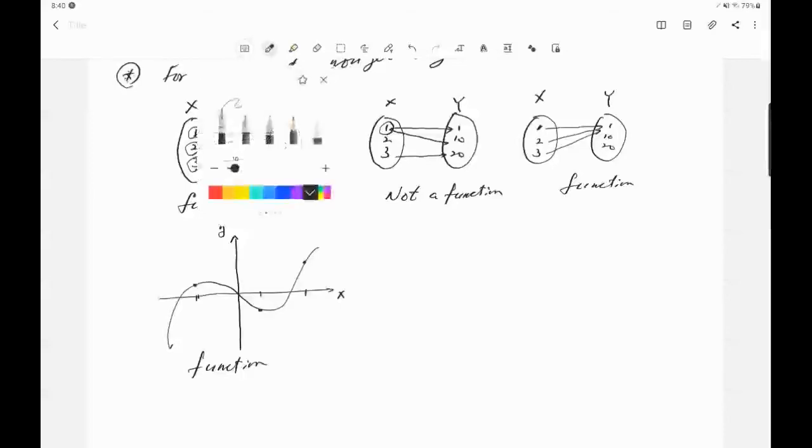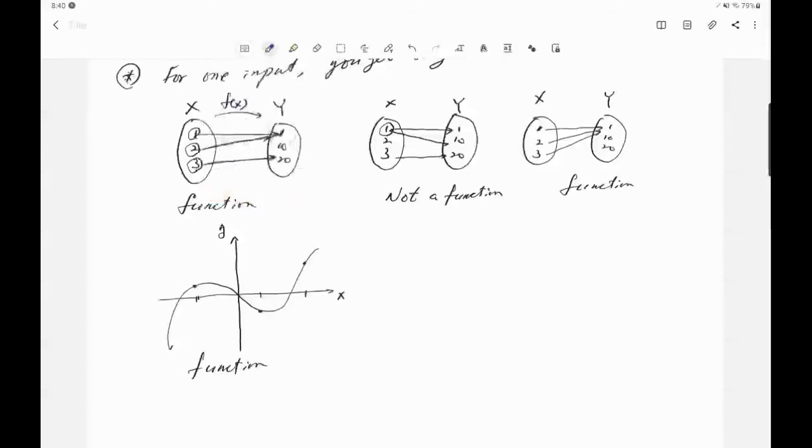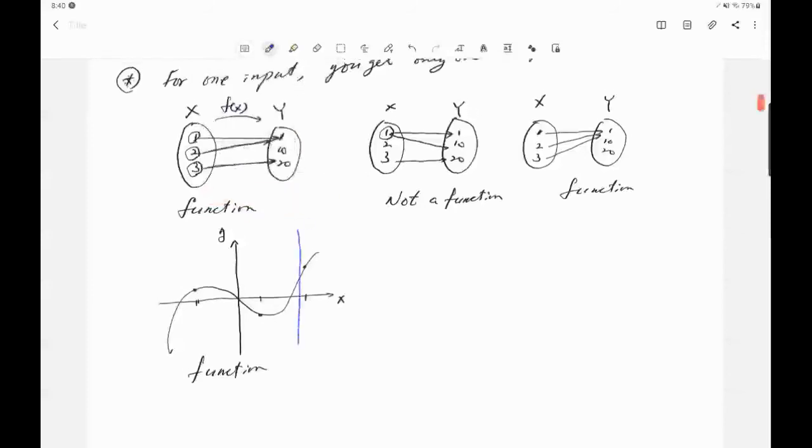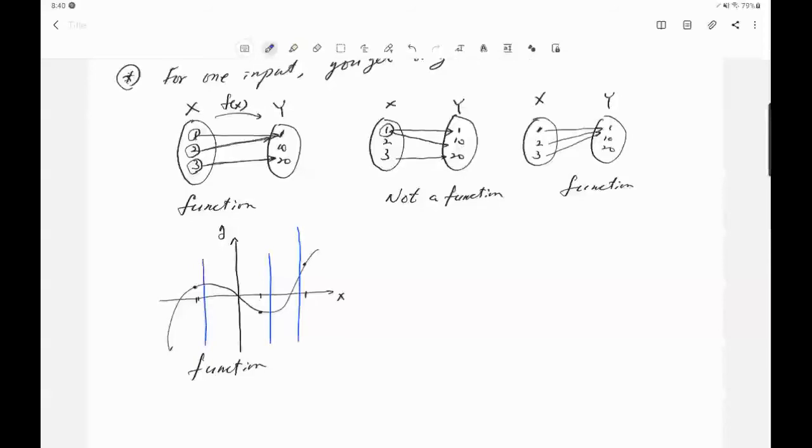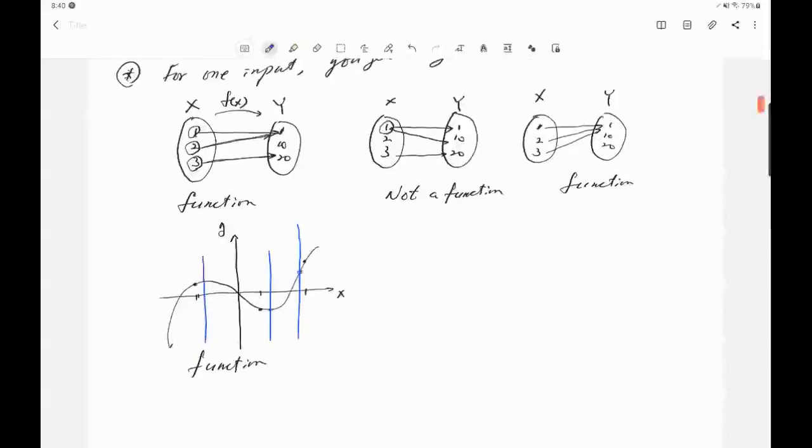So if you have a graph, then draw a vertical line. We call it the vertical line test. Draw a vertical line, and if the vertical line contains only one intercept, then that is a function. So the vertical line test means that if there is one intersection on the graph, then that is a function. One intersection.